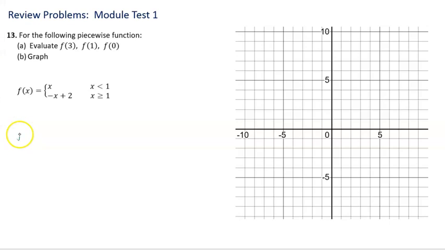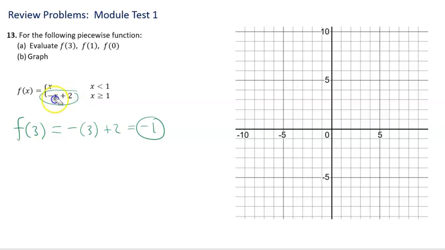Okay, so for f of 3, our x is greater than or equal to 1. So these are directions over here. So I'm only supposed to use the second equation. So I'm plugging it into the second equation. That's going to be negative, I'm going to remove the x, replace it with 3, plus 2. Of course, negative 3 plus 2 is negative 1. So f of 3 is negative 1.